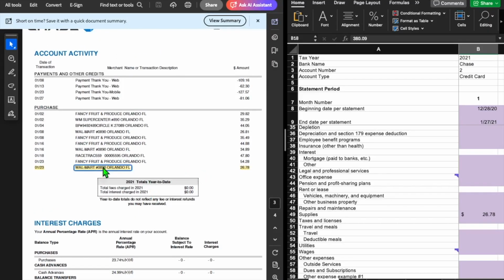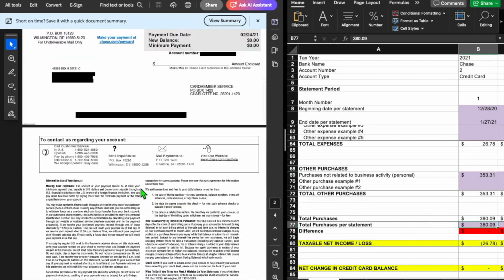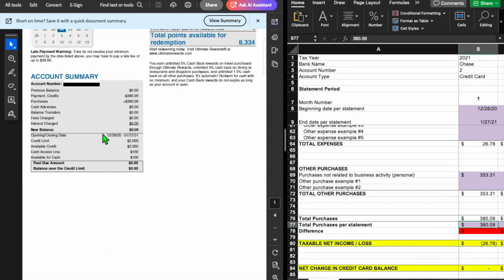So this client told me he had only one business expense, and that was from Walmart for supplies for $26. So we're putting that there, and that's it. We're going to the bottom. And we know that our total purchases per statement was 380.